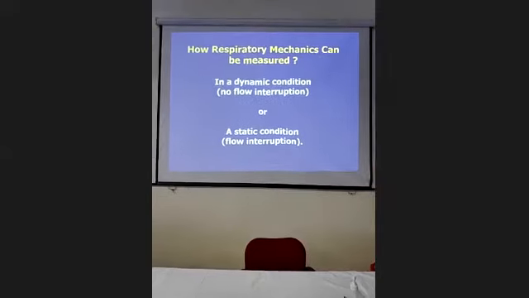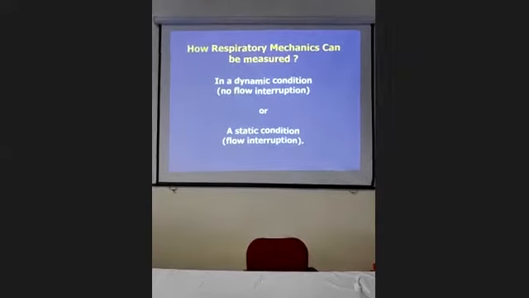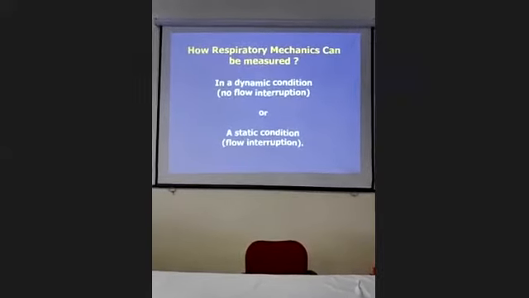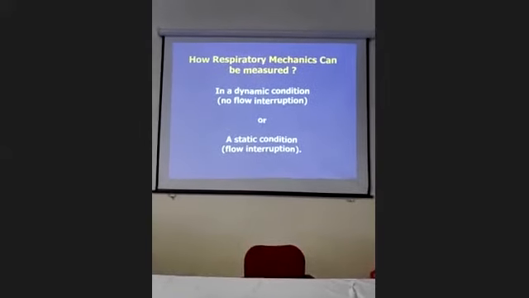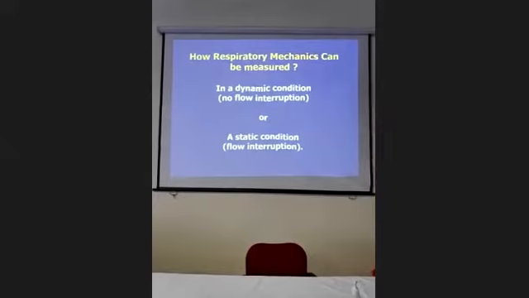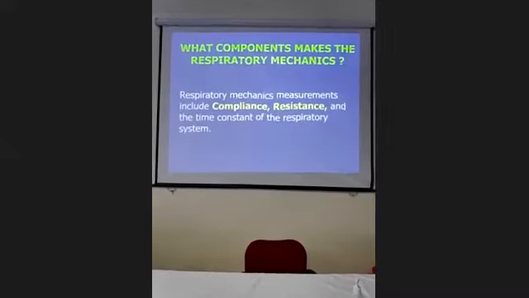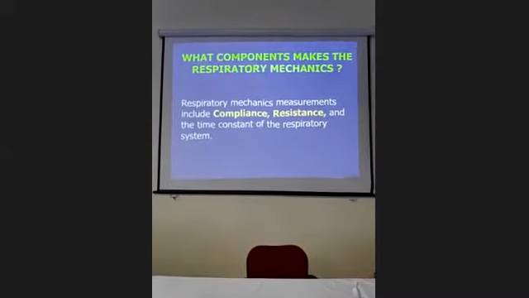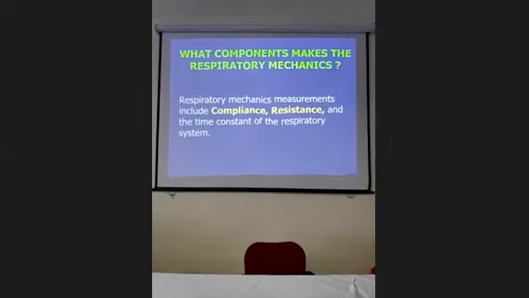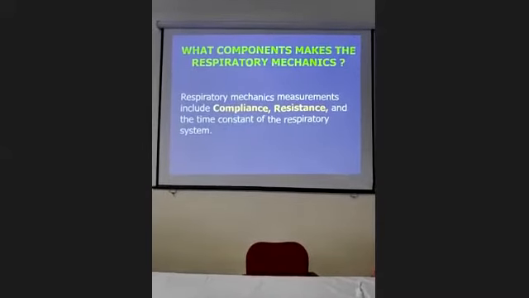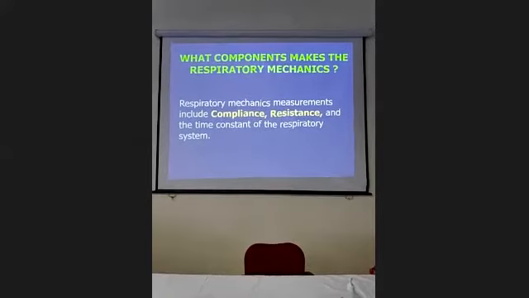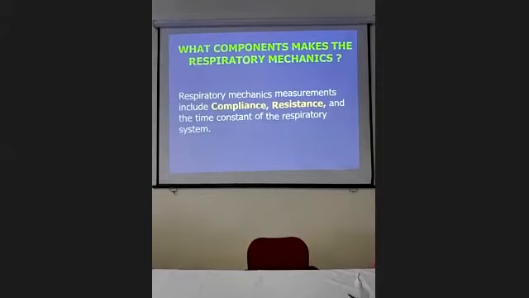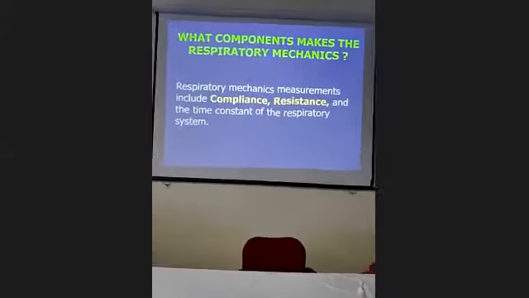and what is happening in the lungs. So the static measurement and dynamic measurement. So in dynamic condition and static condition, both are important for providing adequate ventilation to any patient. So what components actually make up this respiratory mechanics? There are two components. One is compliance and another is resistance. These are the two most important things we need to understand. Why? Because these are the two things which determine the lung mechanics of any person.